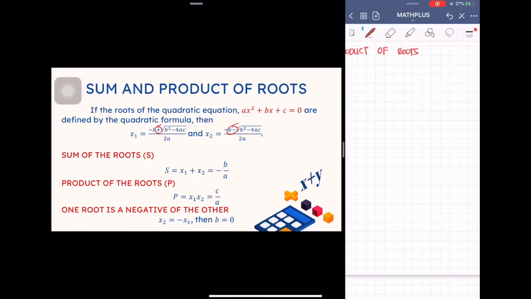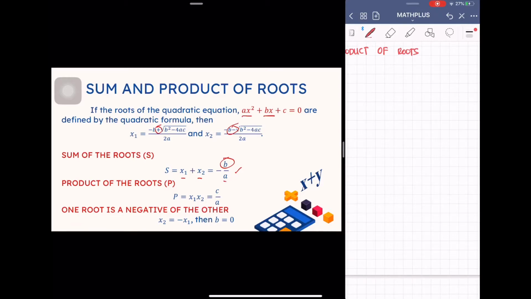So if we are asked to get the sum of the roots of the quadratic equation, our symbol for that is capital letter S, which means we're taking the sum of x sub 1 and x sub 2, your root number 1 and your root number 2. It will result to negative b over a, where b is the numerical coefficient of your linear term and a is the numerical coefficient of your quadratic term.